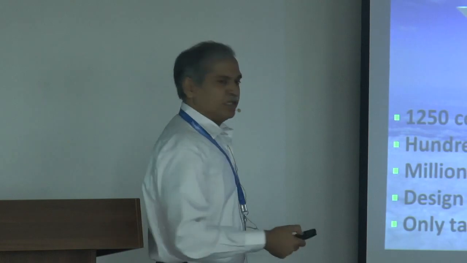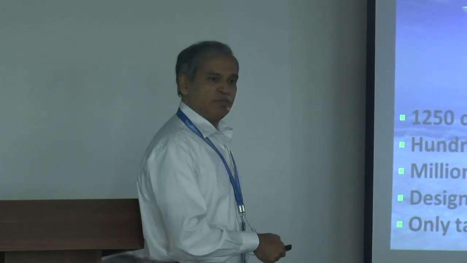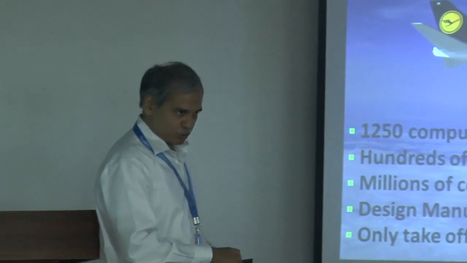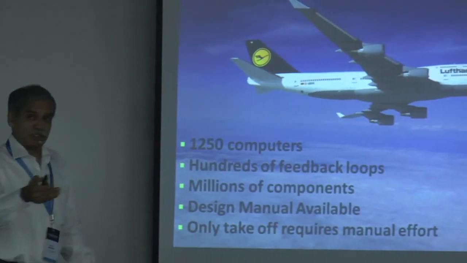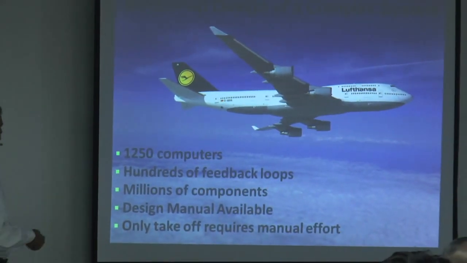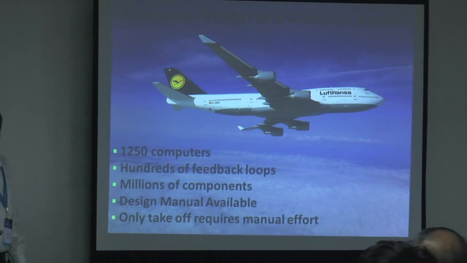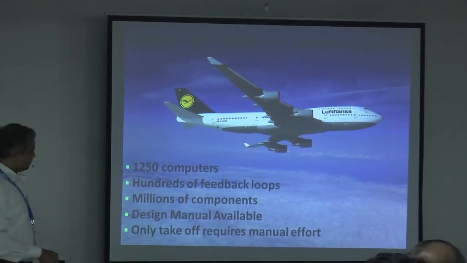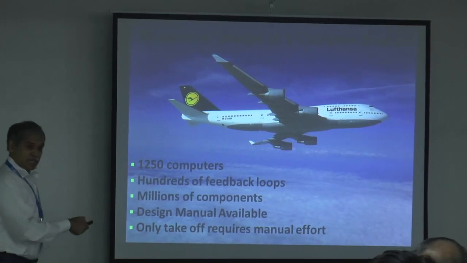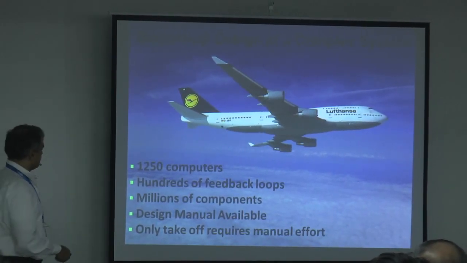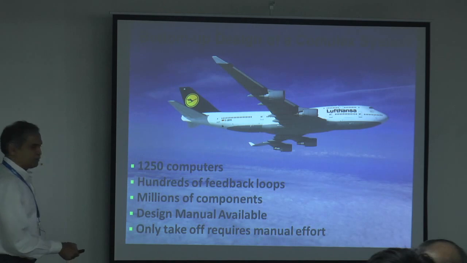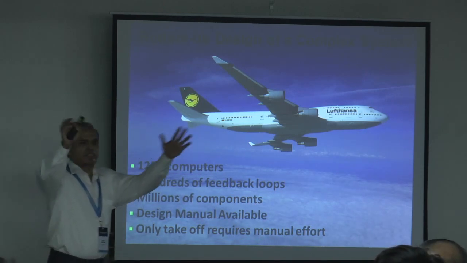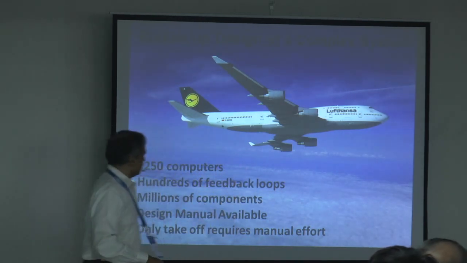So if you look at a modern aircraft, it has about 1250 computers, hundreds of feedback loops, and we now know that the feedback loops are very important. Millions of components are present. A design manual is available, because we have constructed it. It is a bottom-up design because humans have built the system. And pretty much only takeoff requires manual effort. So it's almost a system operating by itself.